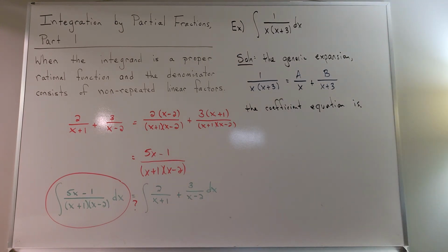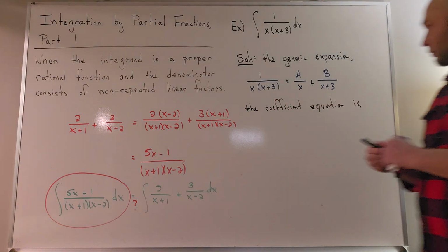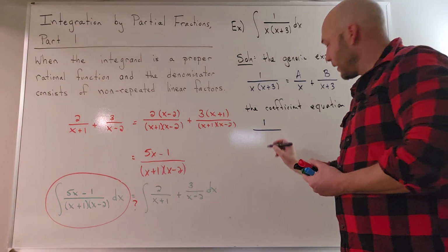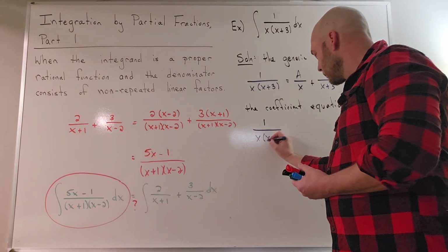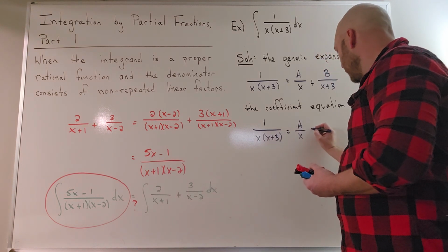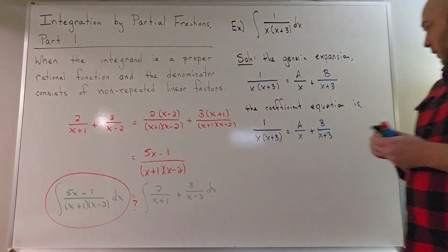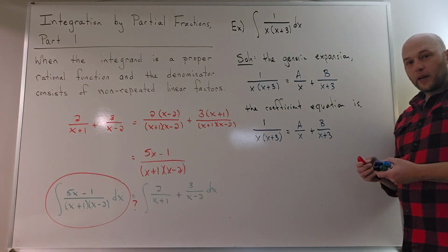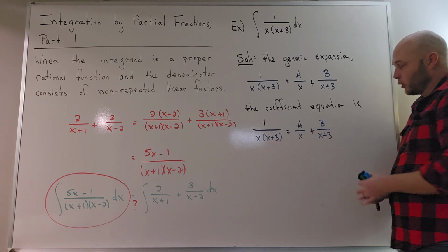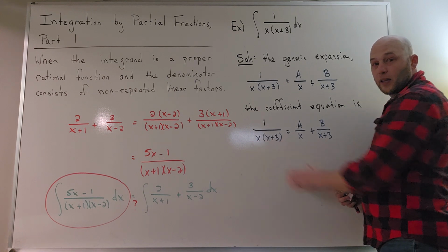And the way I come up with the coefficient equation is I take the generic expansion and I'm going to eliminate all the denominators. So let me just rewrite that first. Now, if I want to eliminate all the denominators, so I want to eliminate this one, and this one, therefore what I'll do is I'll multiply the entire equation by the denominator on the left-hand side of the equation.